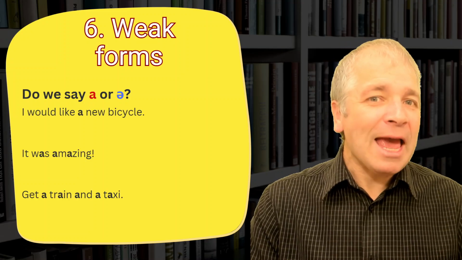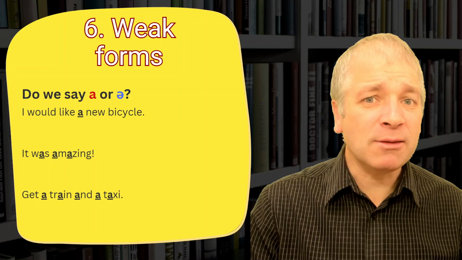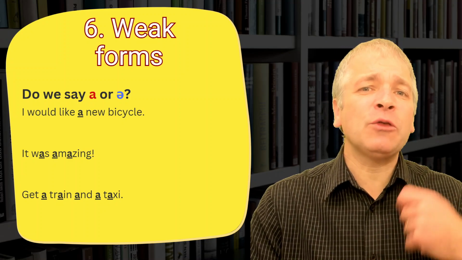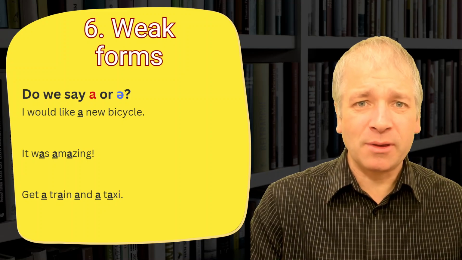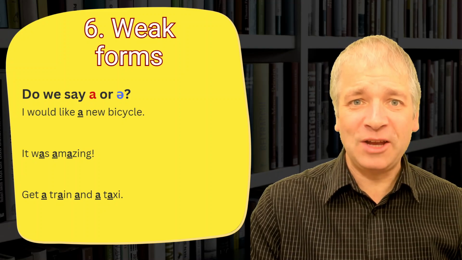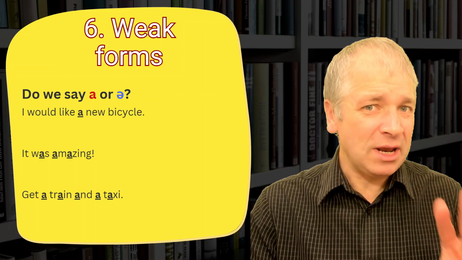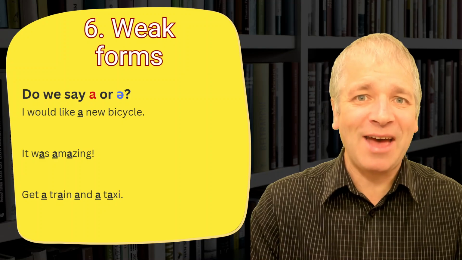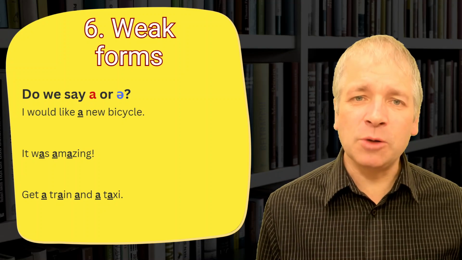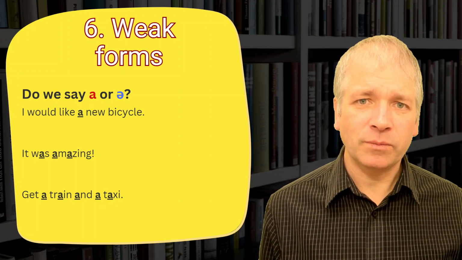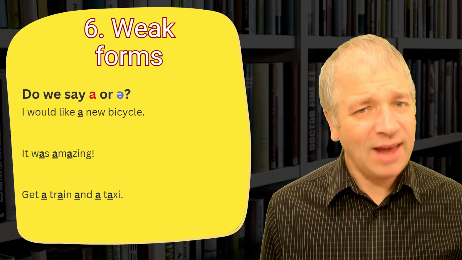First of all, let me take you through example sentences containing what appears to be the letter A. But there's actually 3 different ways of saying A in these examples, even 4 in some situations. Listen to me say them and see if you can spot 3 different ways of saying the letter A in these sentences. I would like a new bicycle. It was amazing. Get a train and a taxi.